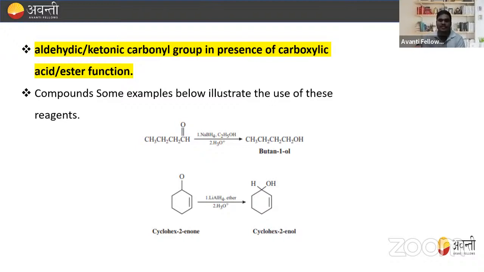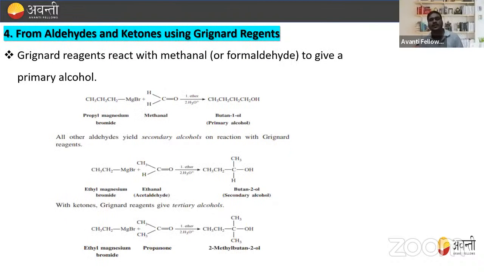Like we have CH3CH2 and this is CH2CHO. Now when we treat this with NaBH4 in ethanol and H3O+, they act as a good reducing agent and convert the aldehyde and ketonic carbonyl group in the presence of a carboxylic acid or ester function. Similarly, cyclohex-2-enone in the presence of LiAlH4 in ether will convert into cyclohex-2-enol. So this is the method of preparing alcohol by reduction of aldehyde, ketone, carboxylic acid, and ester.